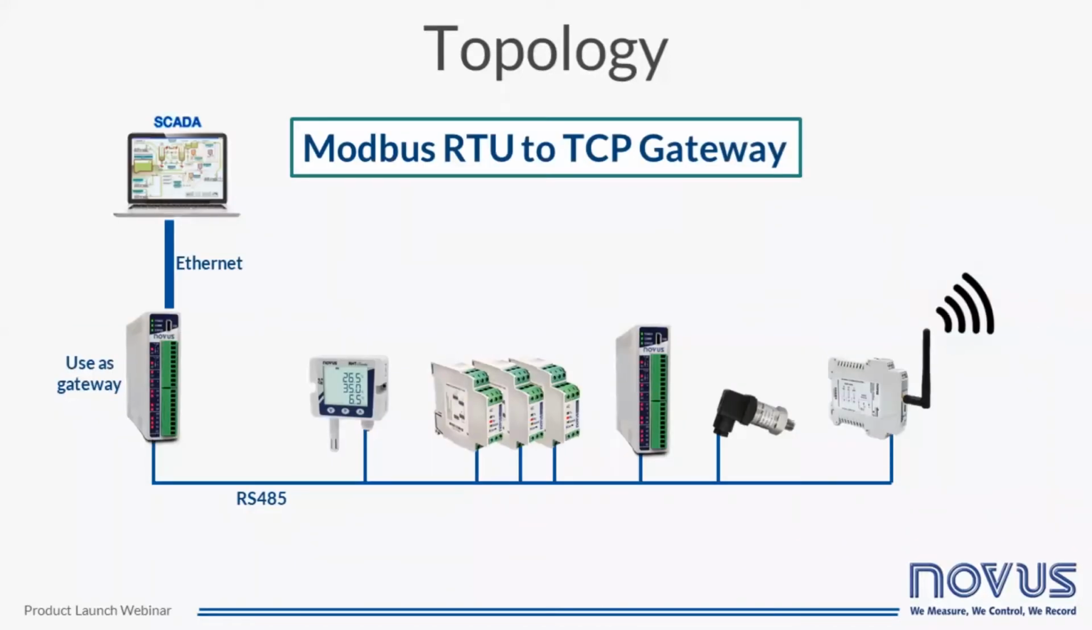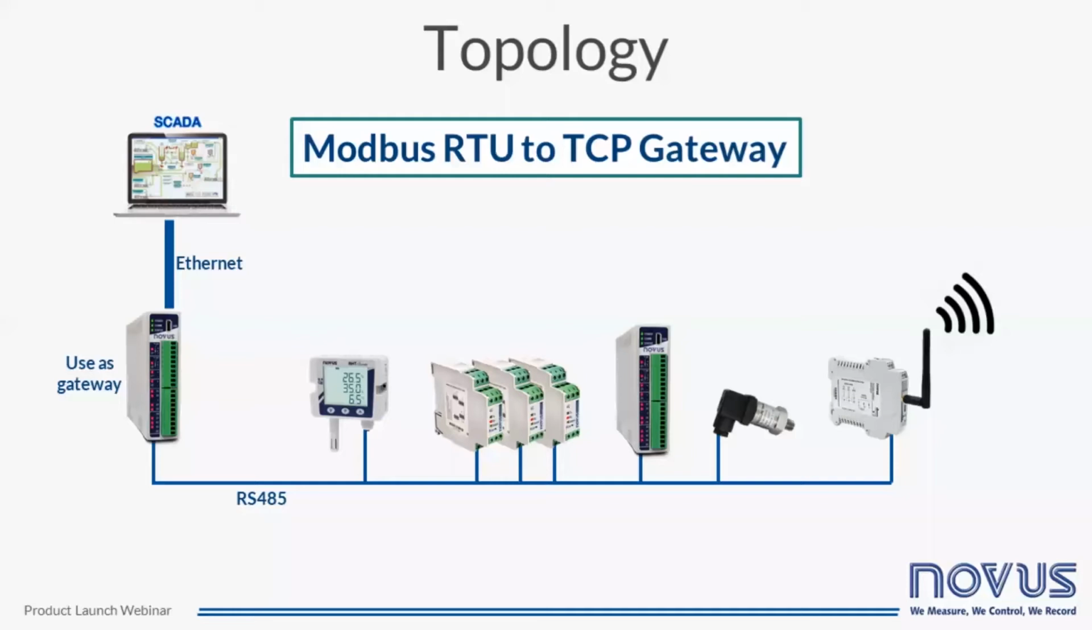Another interesting topology is the use as a gateway from a Modbus TCP network to Modbus RTU networks. The host of the network, in this example the SCADA system, can communicate with each device individually in an RS-485 network from the Ethernet network transparently.